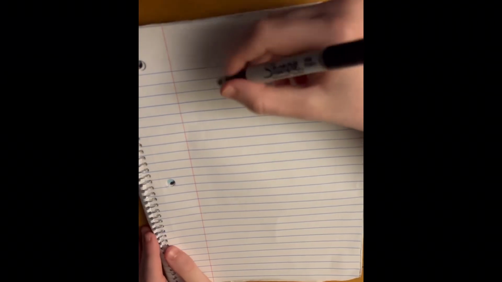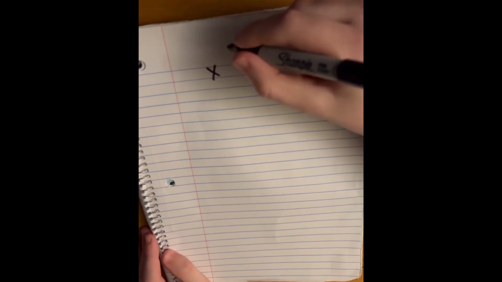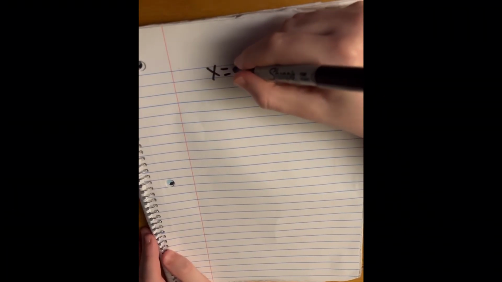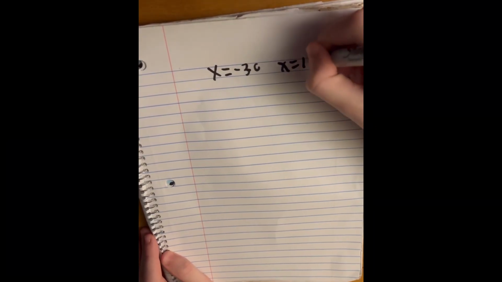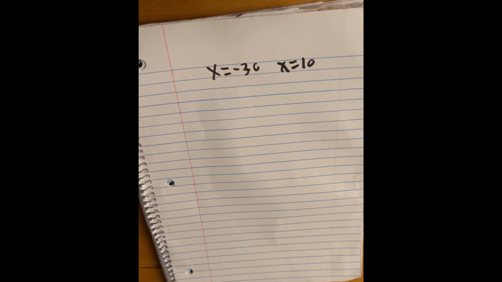So that gives us our two solutions: x equals negative 30 and x equals 10. Remember, we're trying to figure out the side length of a house. Logically, we can't have a negative side length to something, so x equals negative 30 does not work in this situation. So that leaves us with our solution, x equals 10.